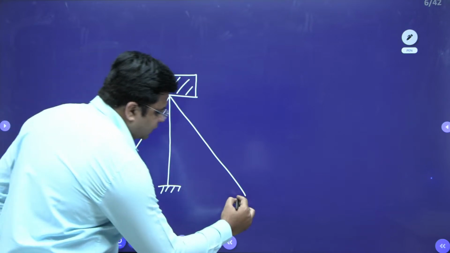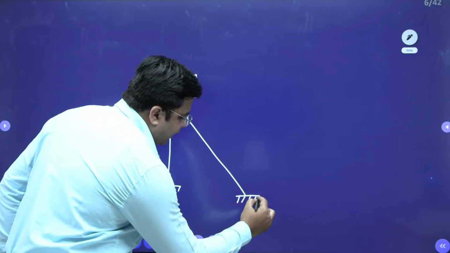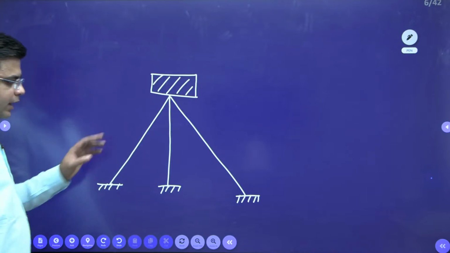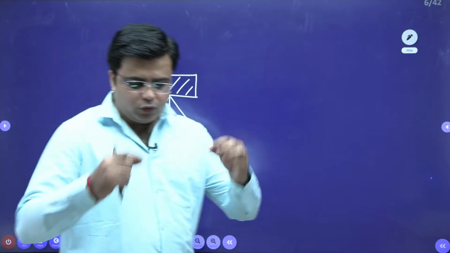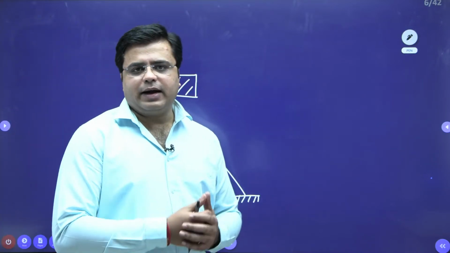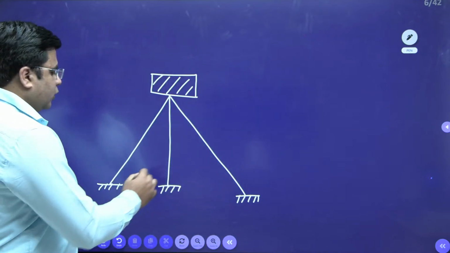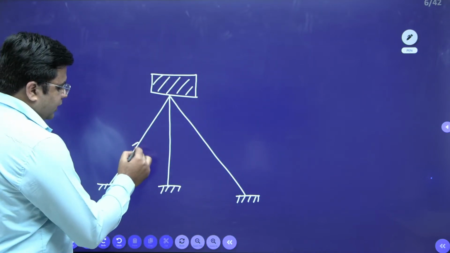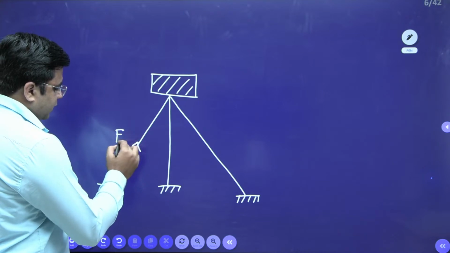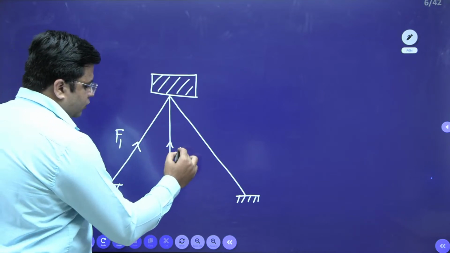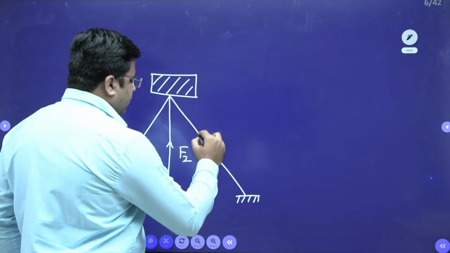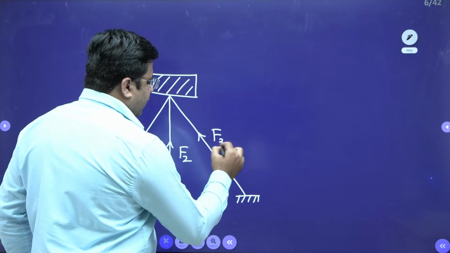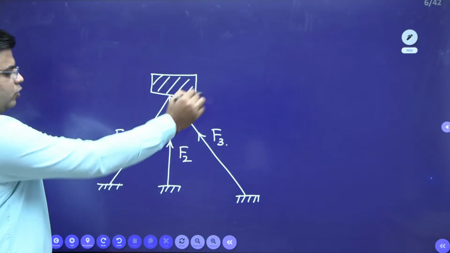So all these legs are lying in different planes. They are not in one plane. You have two legs in the front and one leg behind it. So for this type of force system, they are non-coplanar. Say this is F1, this is F2, and this is F3. F1, F2, F3 are non-coplanar.